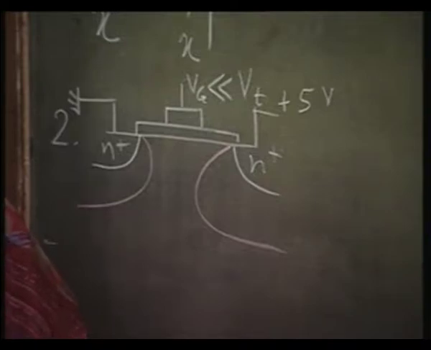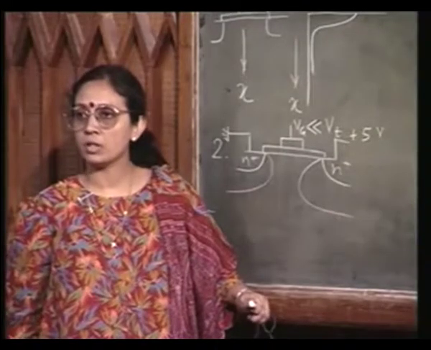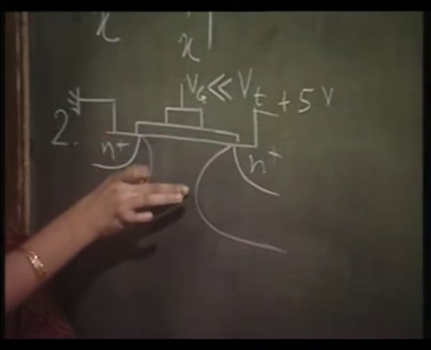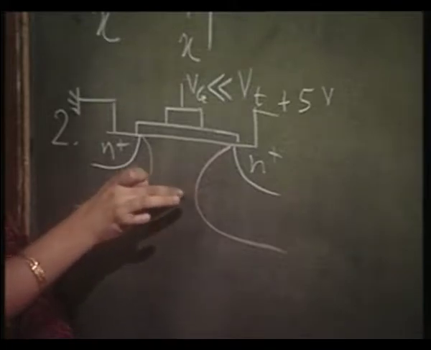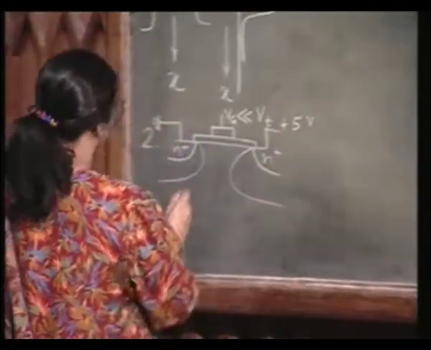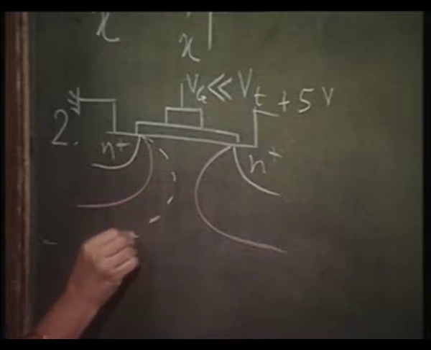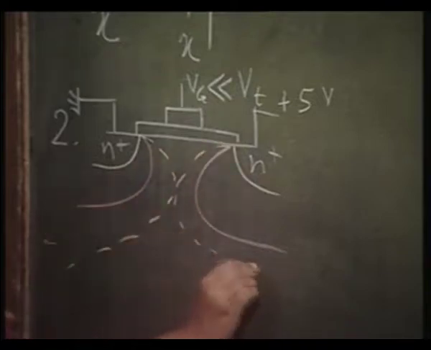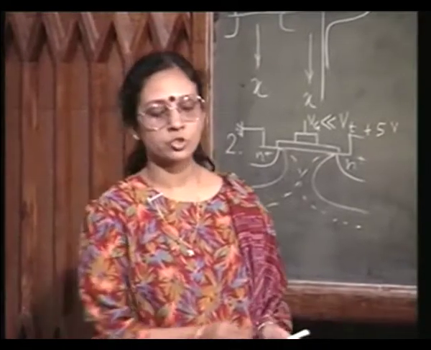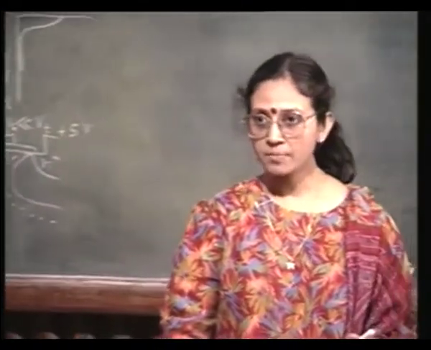Where in this device is there maximum chance of punch through to occur? Not at the surface. At the surface the two depletion regions are widely separated. Somewhere deep inside. This is where the depletion region widths are most, right. So, I may have a condition like this, and that will be my punch through. Since this is not taking place at the surface, but somewhere deep inside, it is called subsurface punch through. That is, the punch through is taking place below the surface.